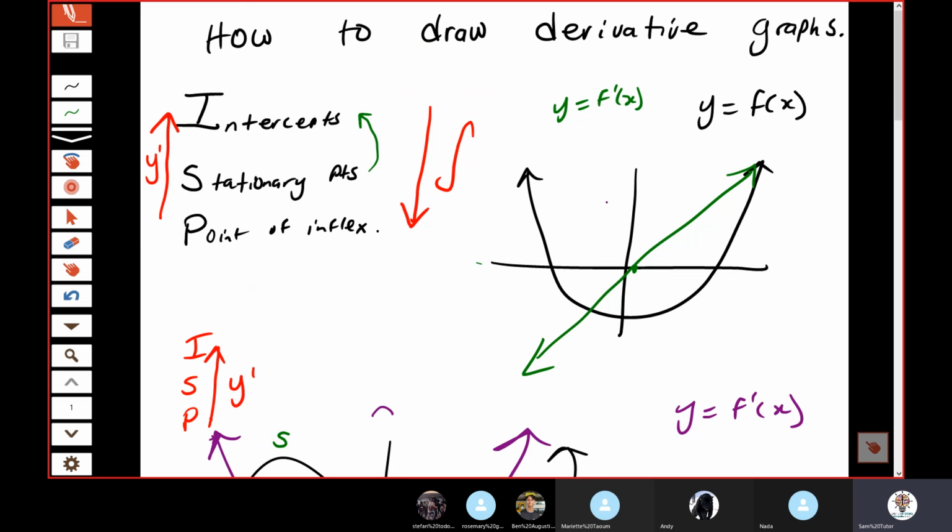Going down is actually integration. So that's for next year, will help us. Going up is going to be for differentiation. The way we read this is points of inflections become stationary points. Stationary points become intercepts. Now that makes sense so far? Okay. Now we've got this black line, y equals f of x. So this you've got to draw in your books, just write how to draw derivative graphs. You've got this black line.